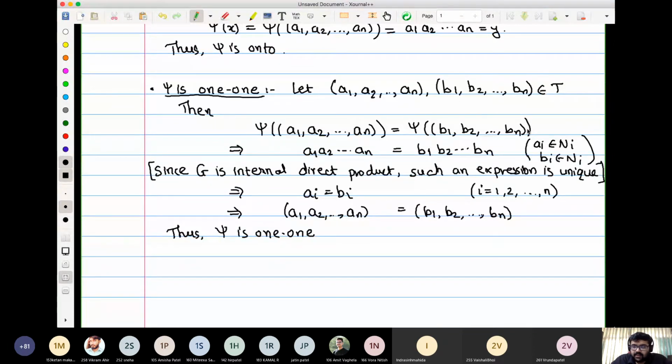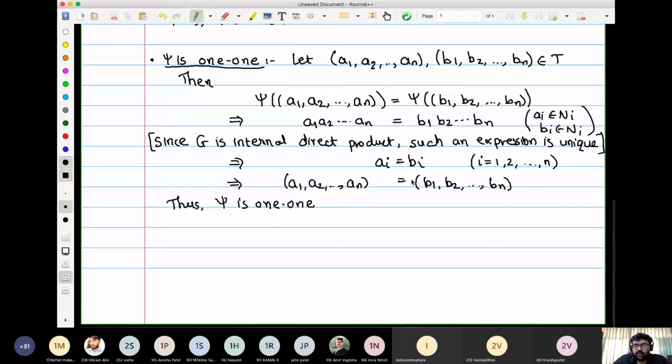Okay, yeah. So since G is an internal direct product, the expression is unique. Is it clear? Therefore we can say that the first element A1 is from N1, second A2 from N2, third A3 from N3, and so on, An from Nn. Such an expression is unique. So if these two are equal, then each individual element must be equal. So this is true, and if Ai equals Bi, then this is 1. Is it clear? What we used is the fact that G is an internal direct product. In the definition, we used the property that G is an internal direct product: such an expression is unique. This is what we used.